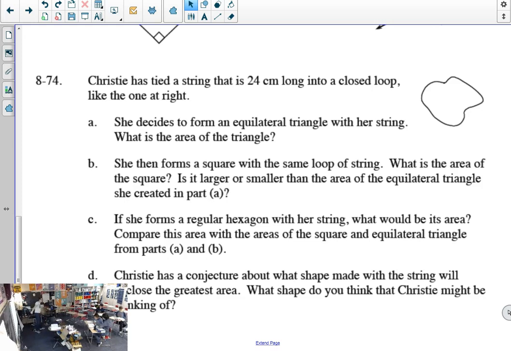So we can start to do proofs that lead us to that. Take a triangle of 8, 8, 8, because we've got 24 centimeters. Find the area of that. Take a square, 6, 6, 6, 6, find the area of that. Take a pentagon with side lengths of like 4.8 or whatever it comes out to be, a hexagon. The more sides you create, the more maximized your area is. So a hexagon is better than a pentagon, a septagon is better than a hexagon, an octagon is better. So we just keep getting better and better. A circle is your best area.